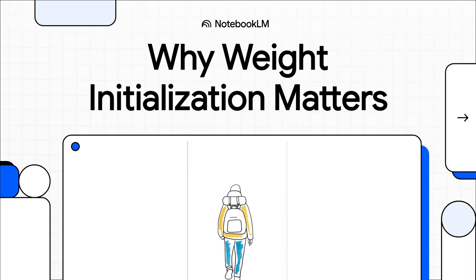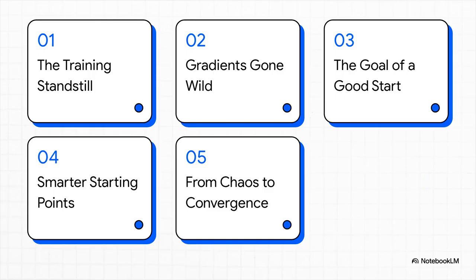Hey everyone, and welcome. So, have you ever built a deep learning model that just refuses to learn? I mean, you check the architecture, you double check the data, but the training loss just flatlines. Well, the culprit might be hiding in the very first step, how you set your initial weights. Today, we're going to dig into why the starting point is, no joke, one of the most critical decisions you'll make.